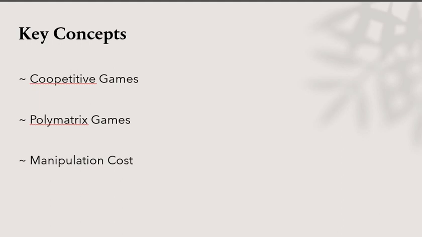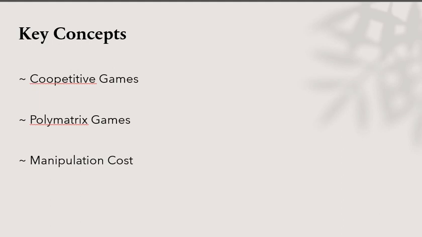Moving on, they encounter polymetric games. These games are like a complex web of interaction where each link represents a mini game. Each player's goal is to maximize their total payoff, which is the sum of their outcomes from all these interconnected minigames. Lastly, they come across the notion of manipulation cost.